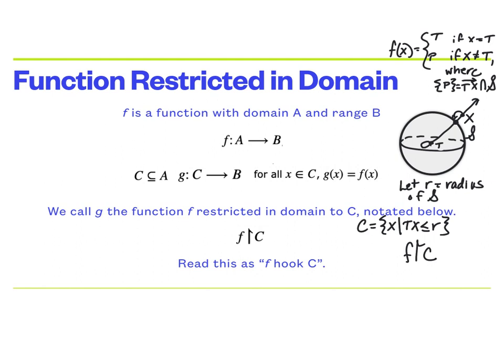Well, I can restrict the domain so that I'm only mapping these interior points, and I would call that F hook C, F with restricted domain C. C is a subset of all the points in the plane. And this is actually a different function, but all the points that are inside the sphere get mapped to the same location as they would have in F. It's just I'm not doing anything with the points that are outside the sphere. So that reads F hook C, and again, that's restricted domain.